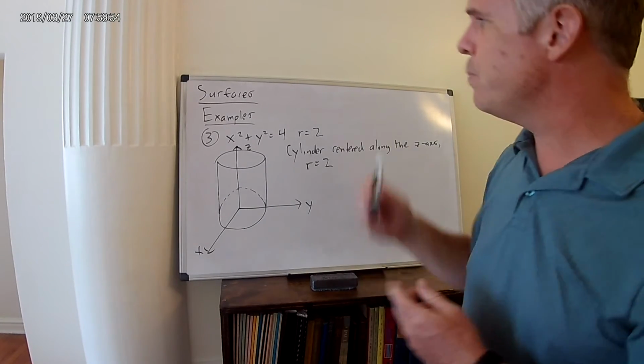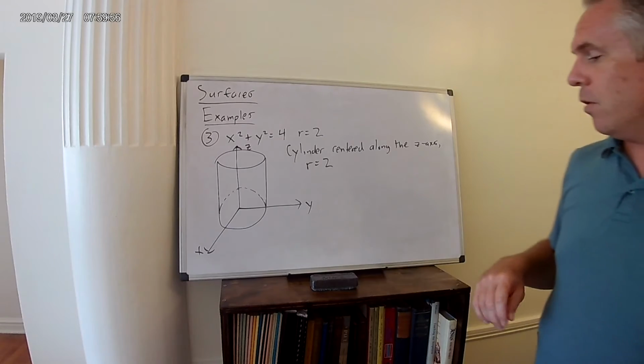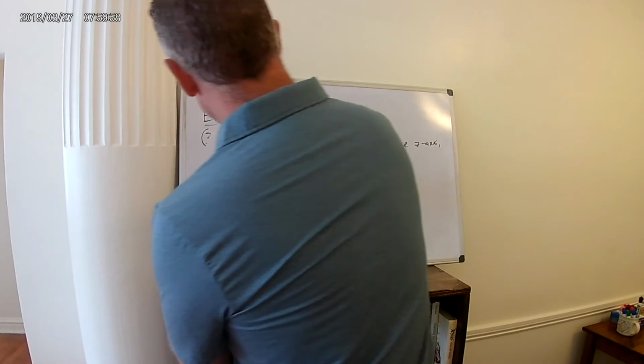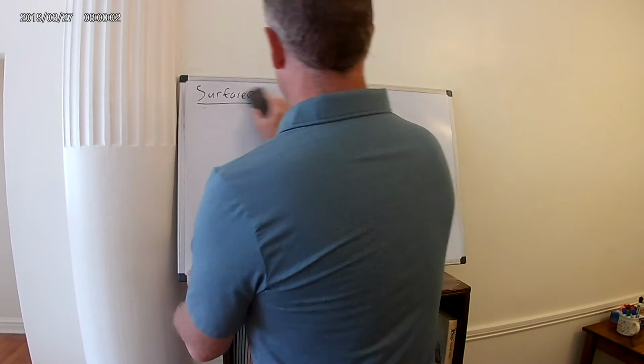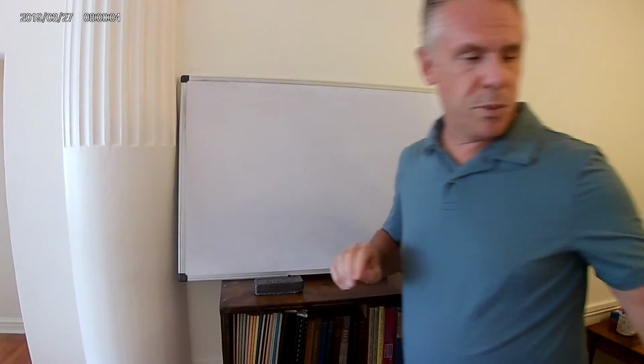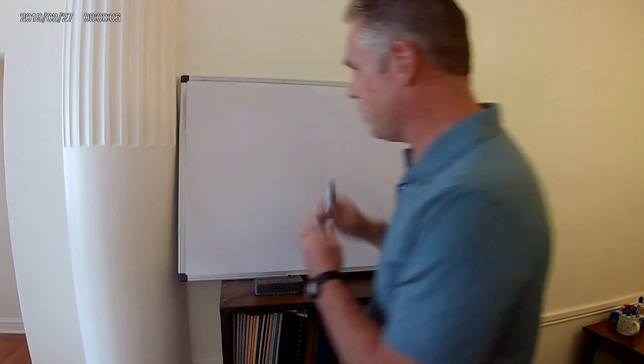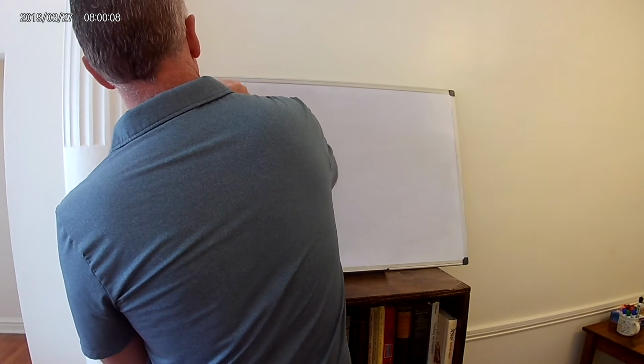Okay, so these are some simple surfaces we can encounter in 3 space. What I want to do now, the final topic for today, is I want to discuss how we calculate distances between points in 3 space. So let's talk about this.